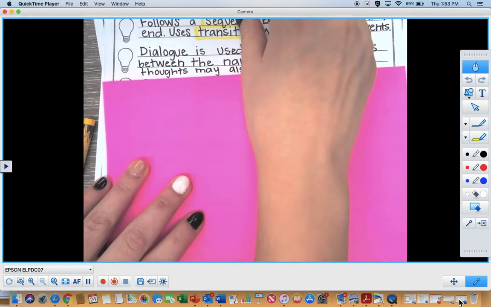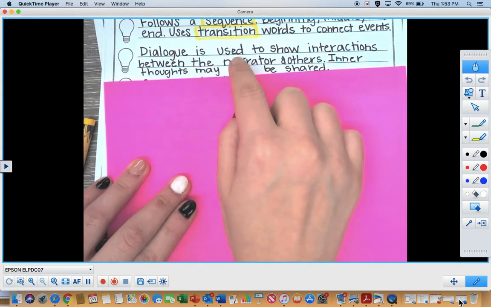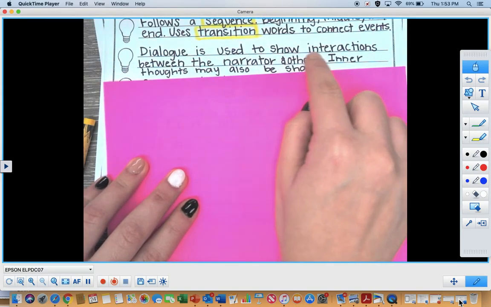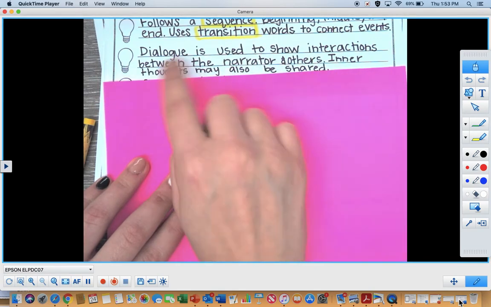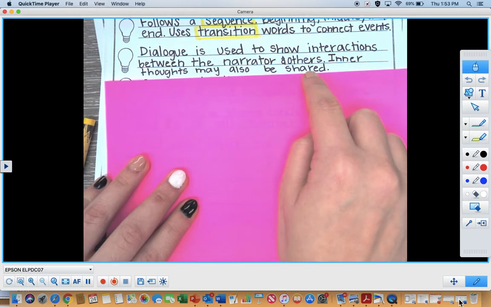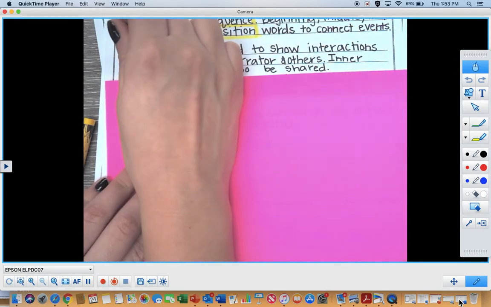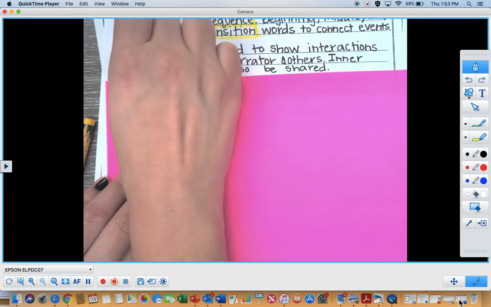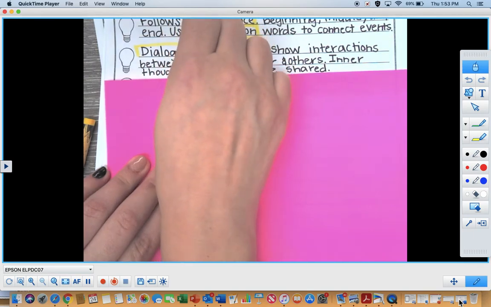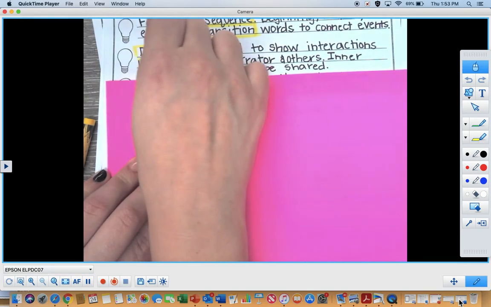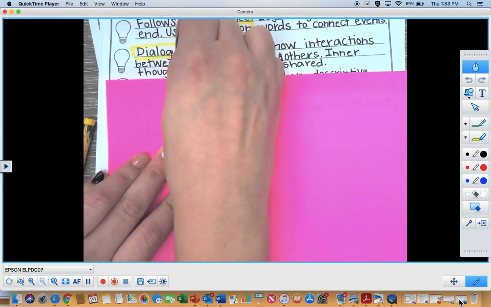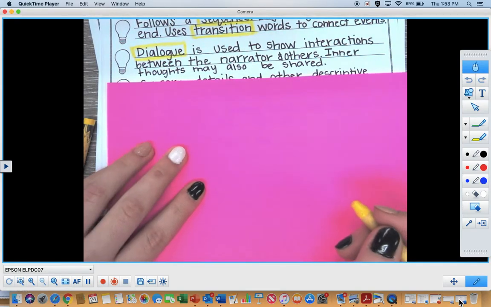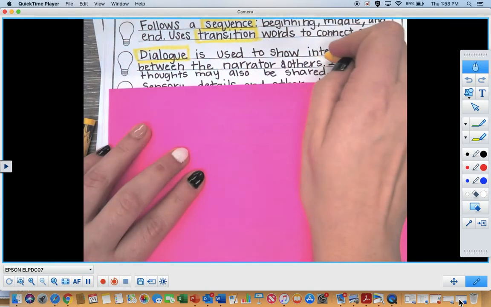Next, in our personal narratives, dialogue is used to share interactions between the narrator and others. Inner thoughts may also be shared. So I'm going to go ahead and highlight where it says dialogue. And again, if you need extra time, you're making sure you're pausing your video to copy it down. Dialogue, as well as inner thoughts.